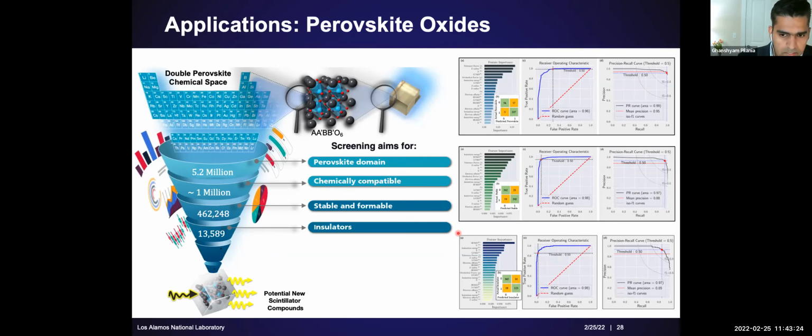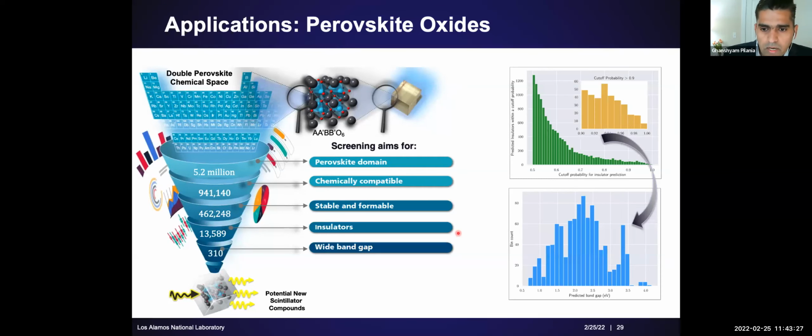So we do that, and then finally we make predictions for 1,200 compounds, but we also have a cutoff of how much confidence we have in those predictions in our model, and we tighten that confidence to 90%. As we tighten that, the number of predictions we get for the wide band gap materials quickly shrinks. And so here we are just left with 310 compounds for which our machine learning model is very, very confident that they are stable, formable, and have a wide band gap. And here is the profile of the predicted band gaps.